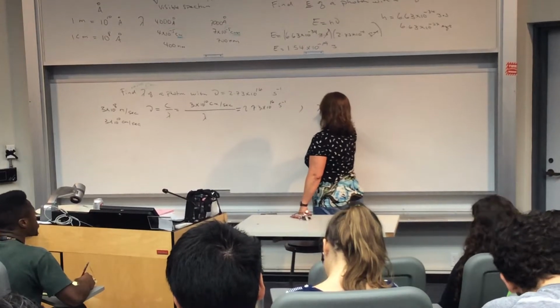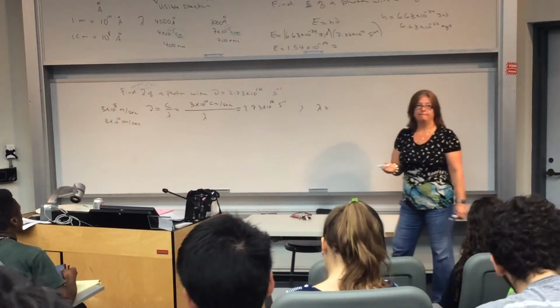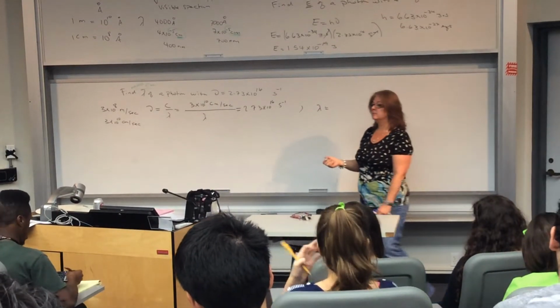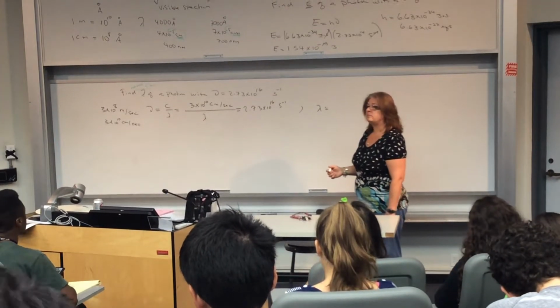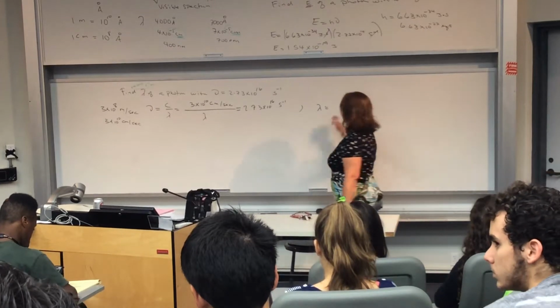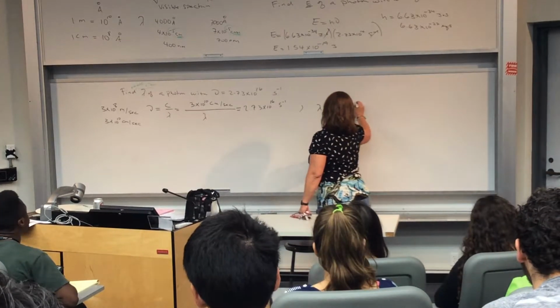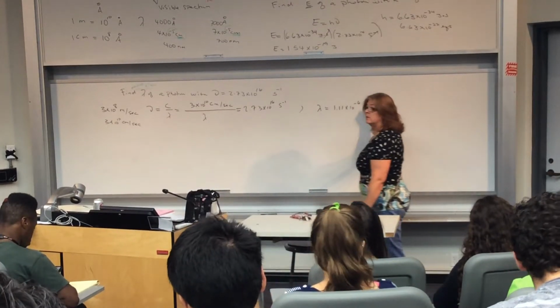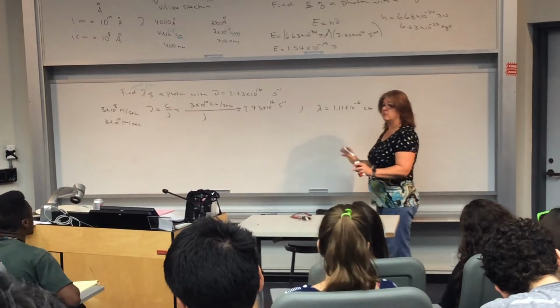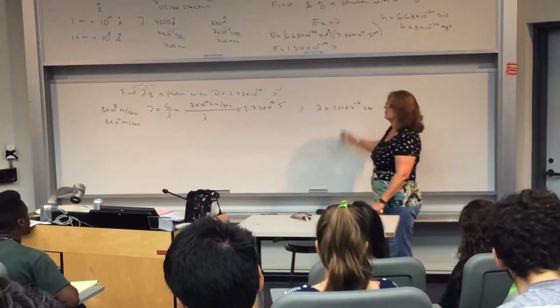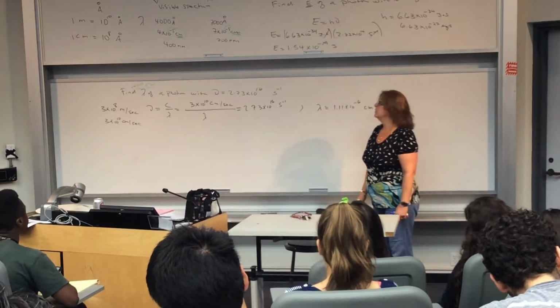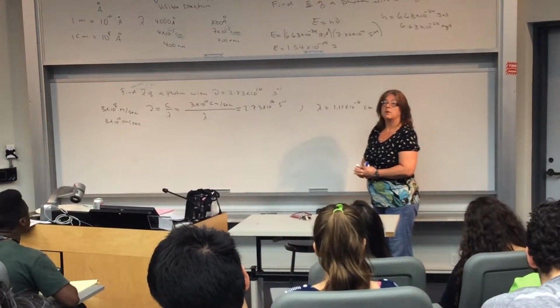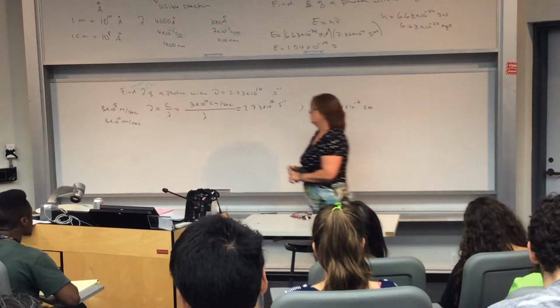Survey said. What is it? Come on. What is it? 1.11 times 10 to the negative 6. How much? 1.11 times 10 to the negative 6. And these are in units of? Centimeters. Did everybody get the same answer? Yes. Okay. One final question.